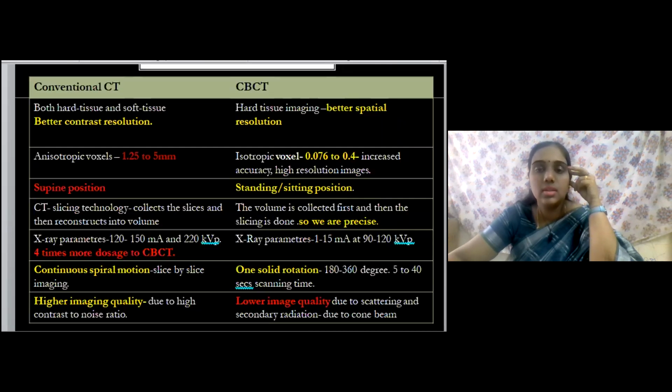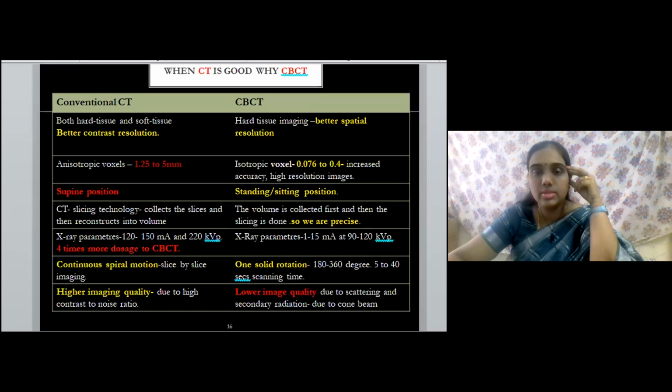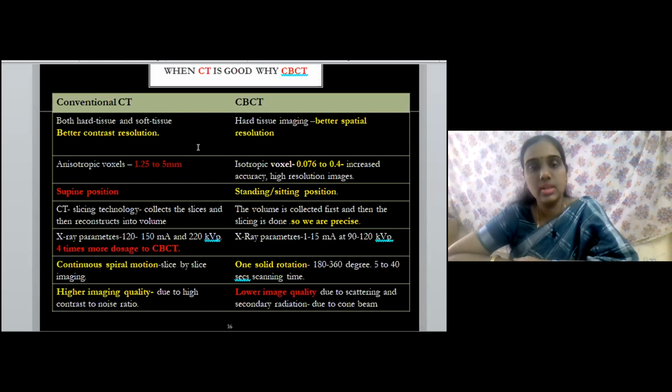So now this slide will tell you about the differences between CT and CBCT, which is really necessary for us to know because we are going to work with it. Conventional CTs are both hard tissue and soft tissue imaging. We have to accept the fact that CBCT is not a soft tissue imaging modality. So whenever we think that, apart from the hard tissues, we need a soft tissue examination for the patient, it is better to go for computed tomography.